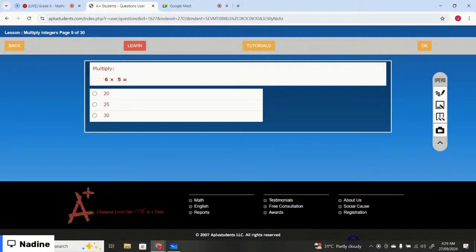Negative 6 times negative 5, which is the correct option? That is 30. Option number 3 is the correct option because both the numbers are negative, so their product must be positive.